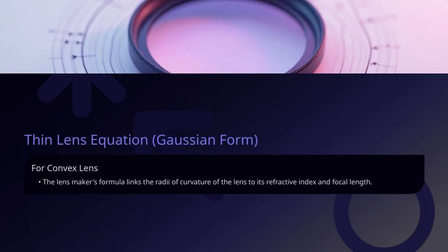Moving on to the thin lens equation, often called the Gaussian form, this is the key equation for analyzing image formation in thin lenses. It relates the object distance, the image distance, and the focal length in a simple, elegant way. Understanding this equation is crucial because it helps us predict where the image will form, whether it's real or virtual, and how sharp it will be.